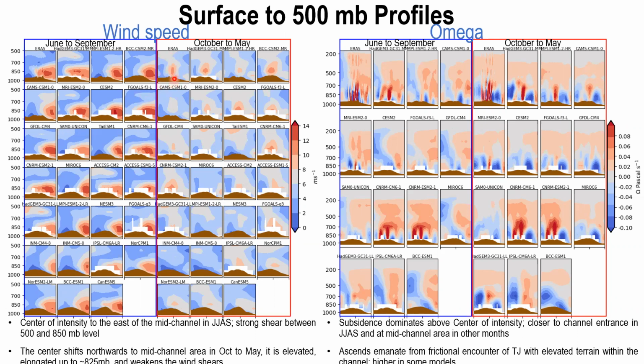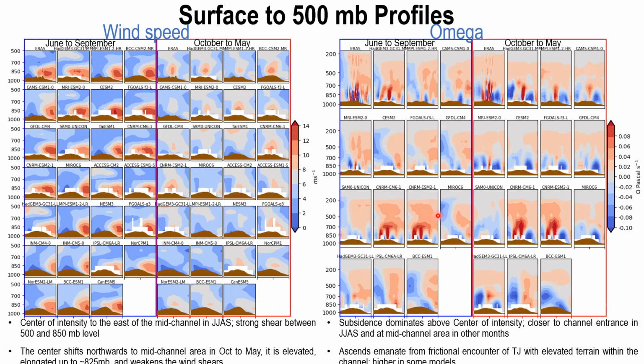Here we have the shears a little weakened in these different models, but they have a vertical elongation. We have the core values being observed at higher levels.